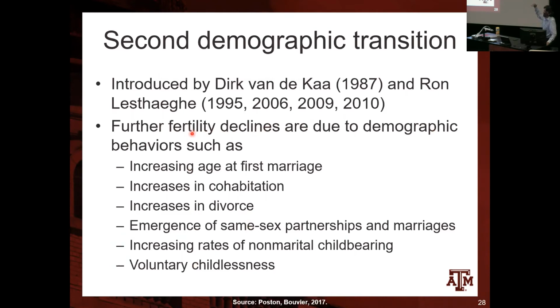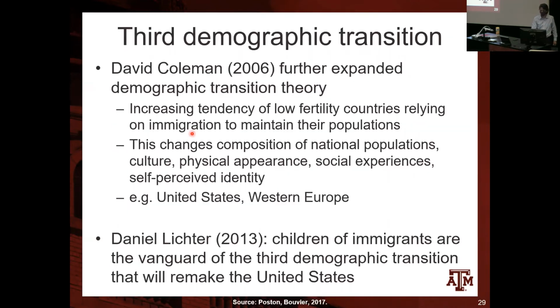So you start to see more developed areas, exactly moments in which fertility is below the replacement level, and you start to see population decline. And in even more recent years, you have demographers emphasizing a further transition, the third demographic transition. So Coleman expanded the demographic transition theory. Increasing tendency of low fertility countries to rely on immigration as a policy to maintain the size of their population.